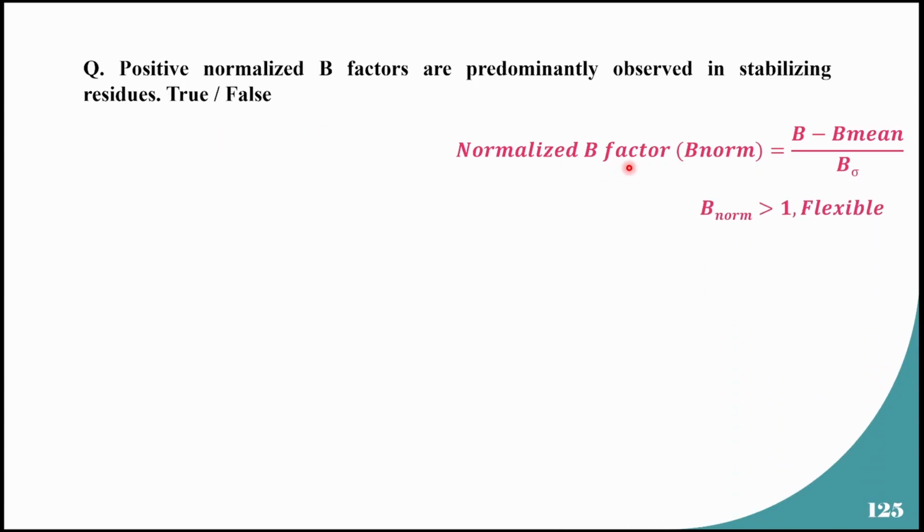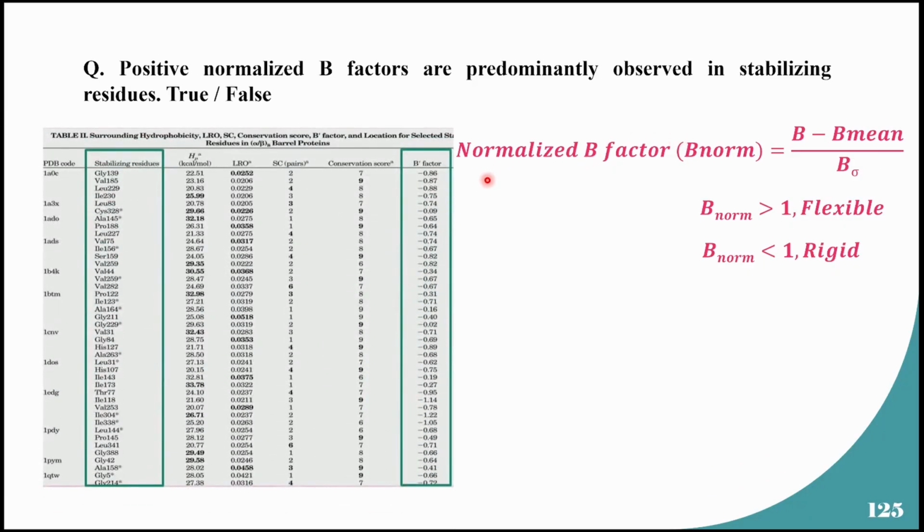One other structural parameter that we went over is the B factors. B factors indicate flexibility. We saw there is always one column in the PDB files; if you open it up using some text editor, that gives you the B factor values. There are also normalized B factors, where you calculate the B factors for certain residues. This is B minus B mean divided by the sigma, the standard deviation. If the normalized B factor is greater than 1, it is flexible. If it's less than 1, then it's a rigid residue. So greater than 1 is flexible, less than 1 is a rigid residue.